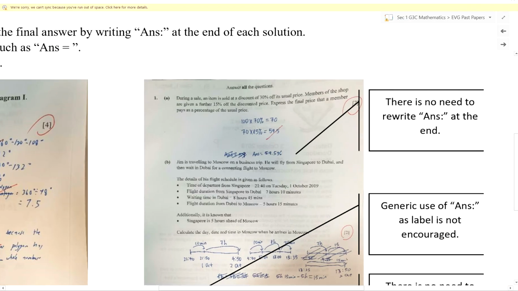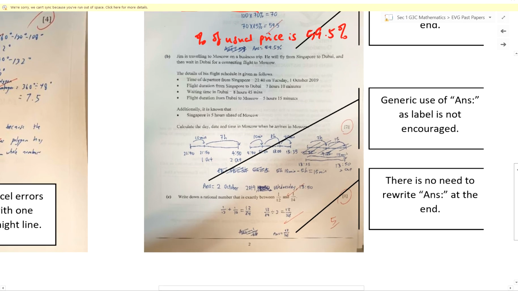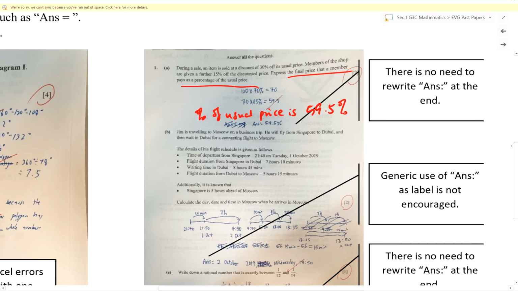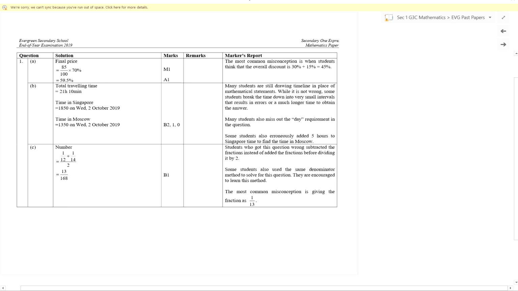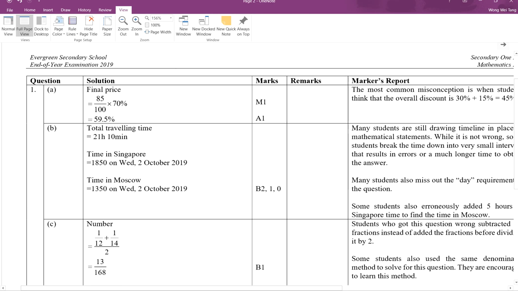now if you have found an answer, it is okay for you to write this, but it is best to write it according to the context of the question. So if you want the final price as a percentage, I would expect you to finally write percentage of usual price is 59.5%. Okay, yep, so that's the first part. So now let's go straight to the questions.